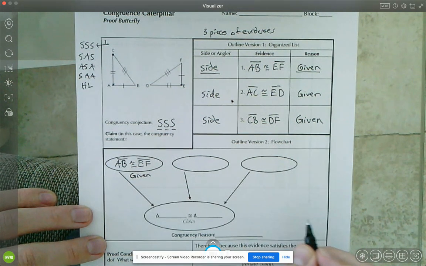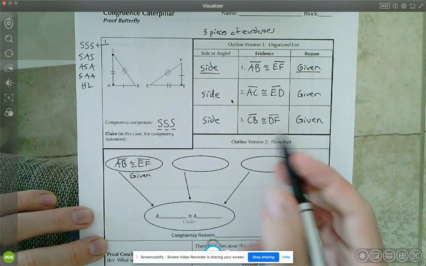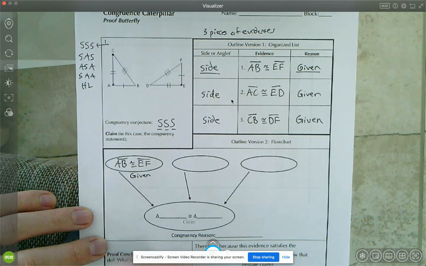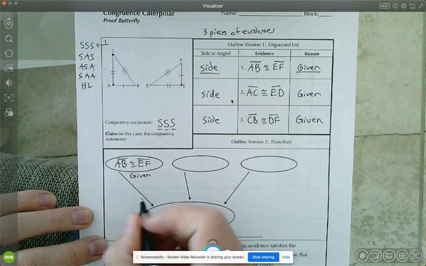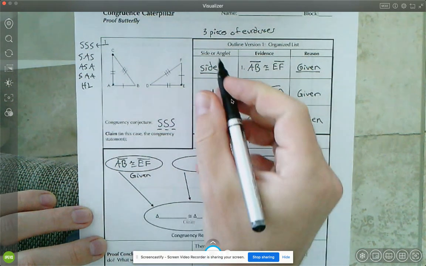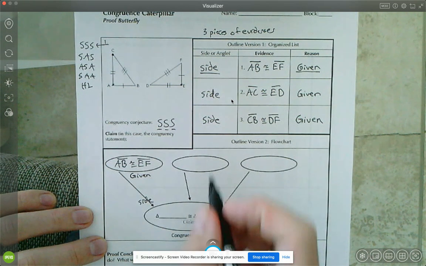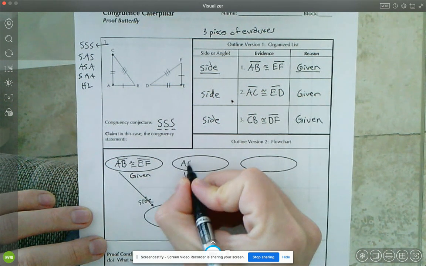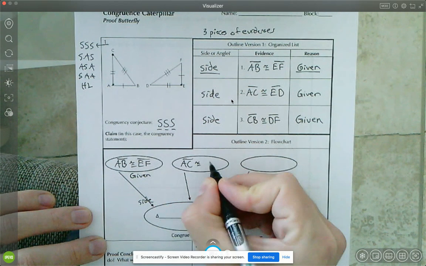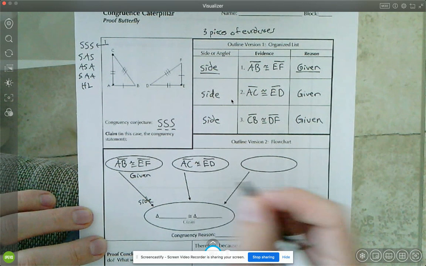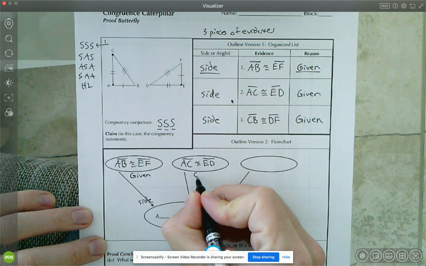This is a given statement. It was given in our diagram. And where does the side go? This might be something that Mr. Schnock and I do differently, but I'm going to put the side or angle thing right here so I know: side. Okay. The second thing here is AC is congruent to ED, and that here is a given as well.